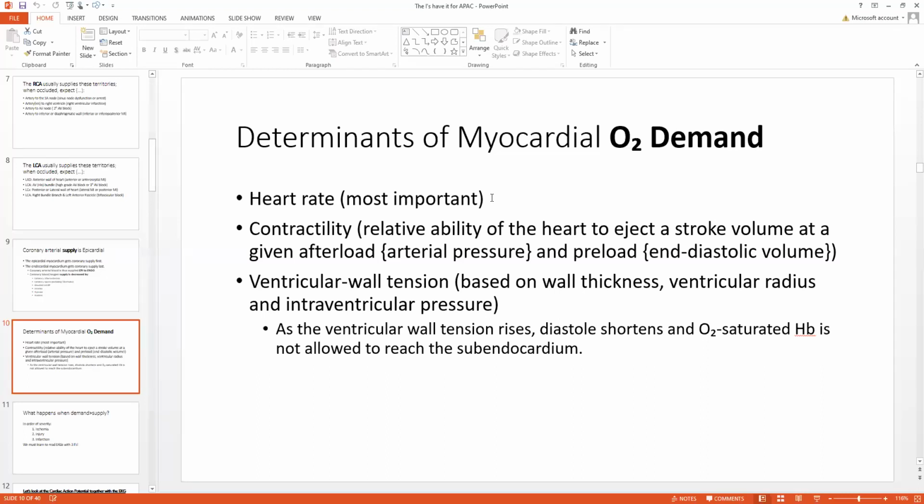What else are determinants of myocardial oxygen demand? Contractility, that is the ability of the heart to eject against an arterial pressure with an end diastolic volume, or wall tension of the ventricle based on wall thickness and ventricular radius. So a big radius takes a lot more oxygen demand, and increased intraventricular pressure.